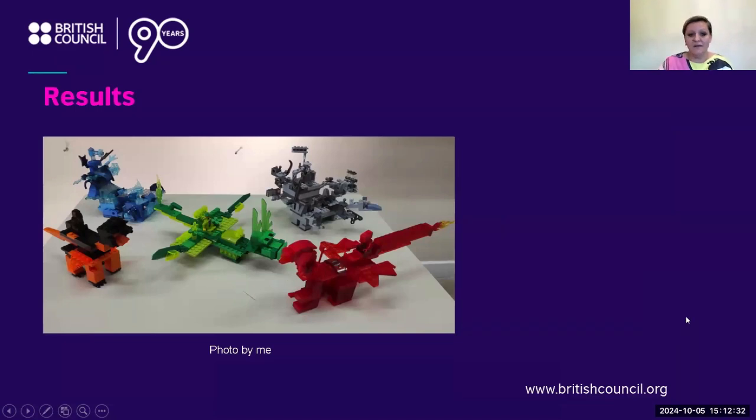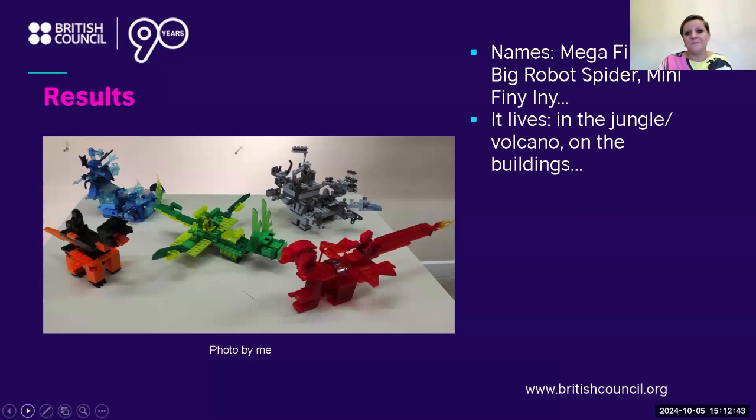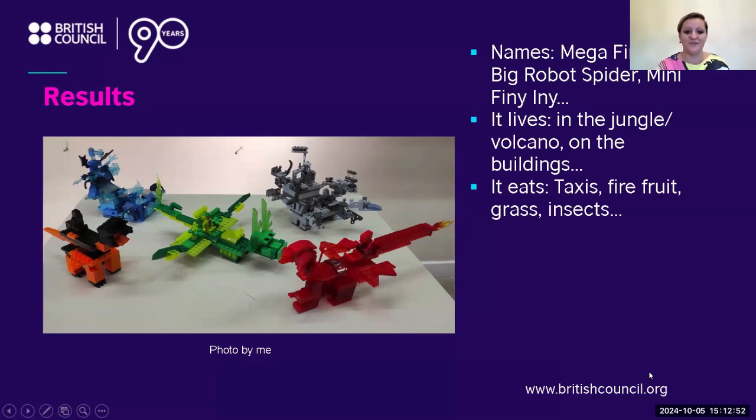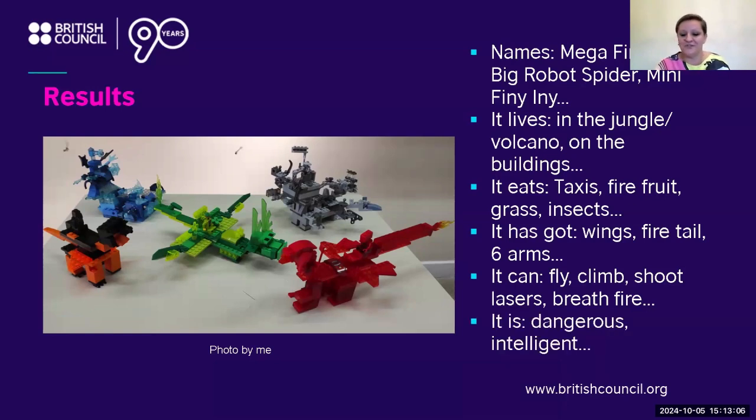So these were 9-year-old students. They designed beautiful animals. Their animals are named Mega Fire Phoenix, Big Robot Spider, Mini Finny Ini. Their animals live in the jungle or the volcano or on the buildings. They eat takis, fire fruit, grass, or insects. They got wings, fire tail, or 6 arms. They can fly, climb, shoot lasers, breathe fire. Some of them are dangerous, some of them are intelligent. So there are a lot of interesting ideas.